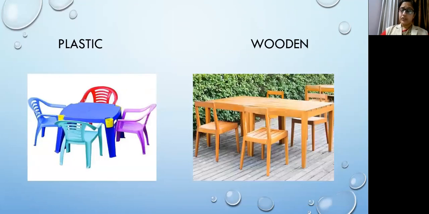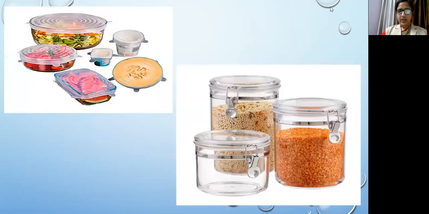Then we can sort these objects based on the materials of which they are made. For example, here in the first picture, chairs and a table are there, but they are made up of plastic. And in the second figure, the same chair and table are there, but they are made up of wood. So this is the difference.